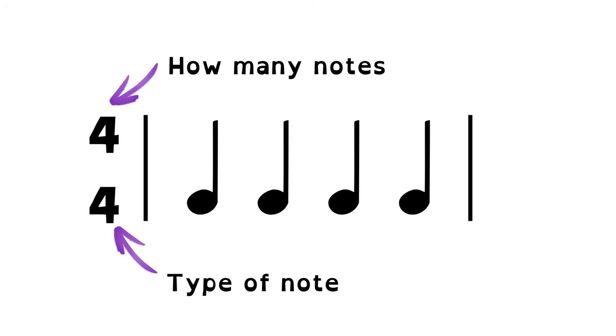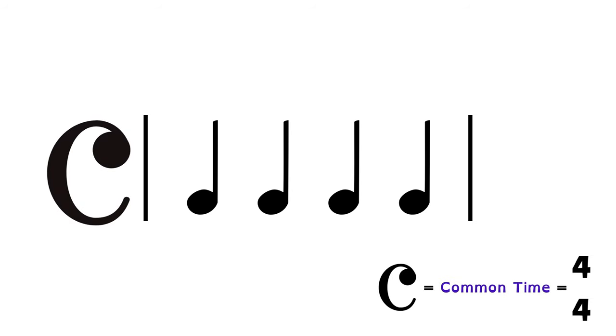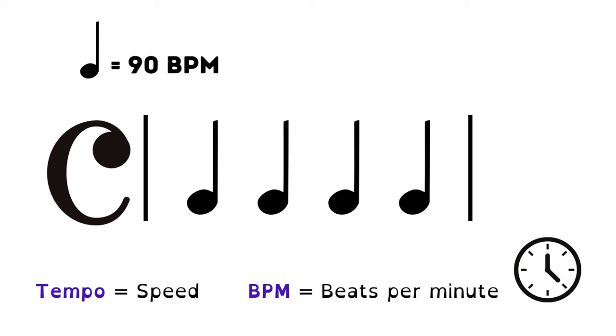The top number means how many of those note types can fit in a bar or a measure. 4/4 is the most common time signature. This means we can fit 4 quarter notes or crotchets per bar. Because 4/4 is so common, sometimes you see the time signature written with a C instead of 4/4. C meaning common.